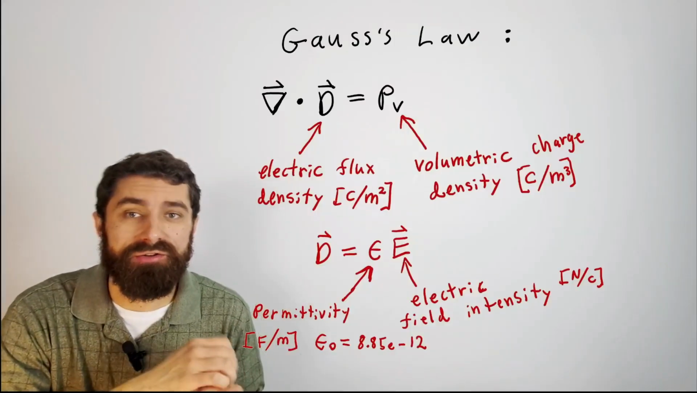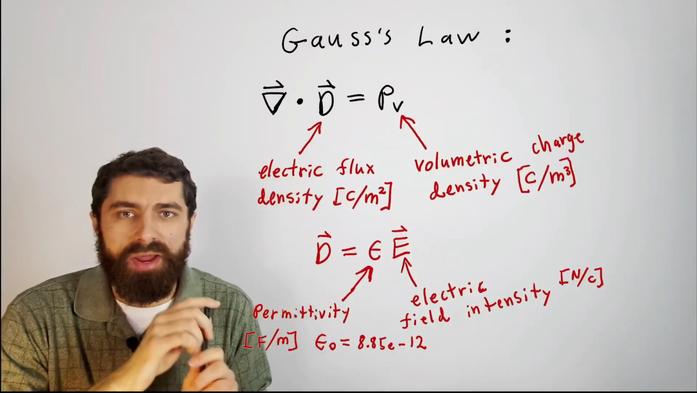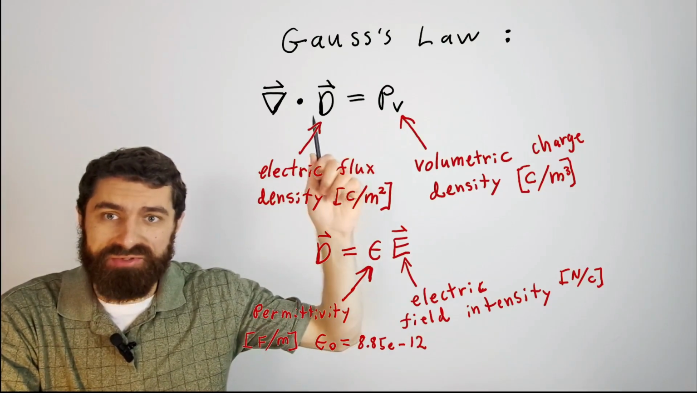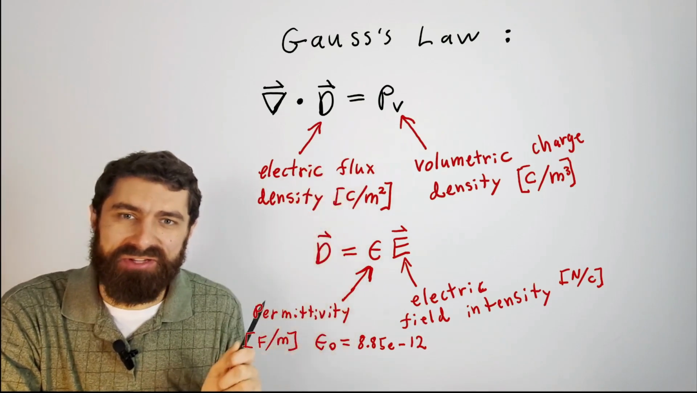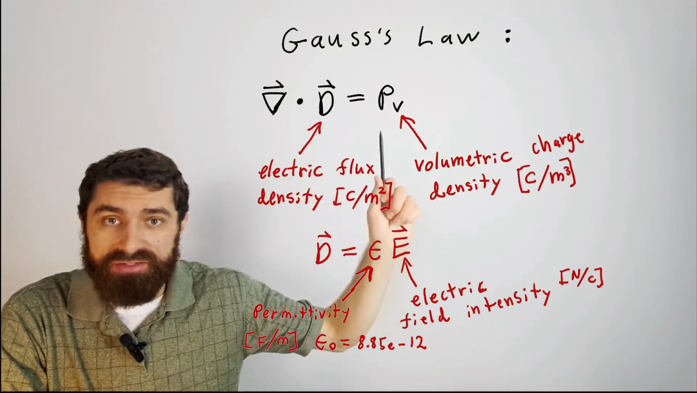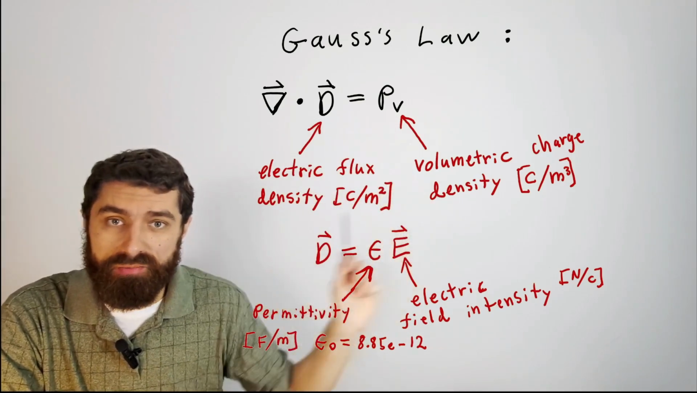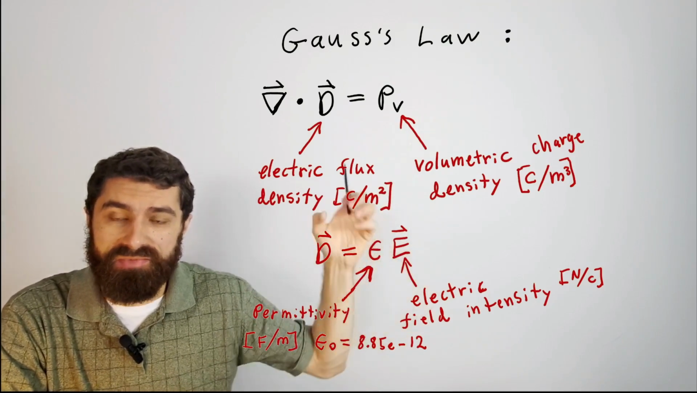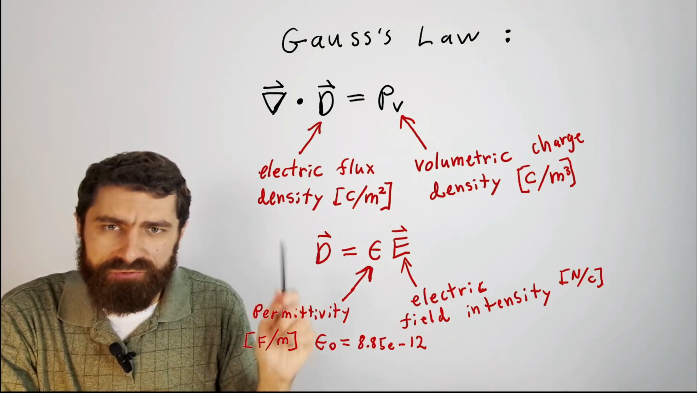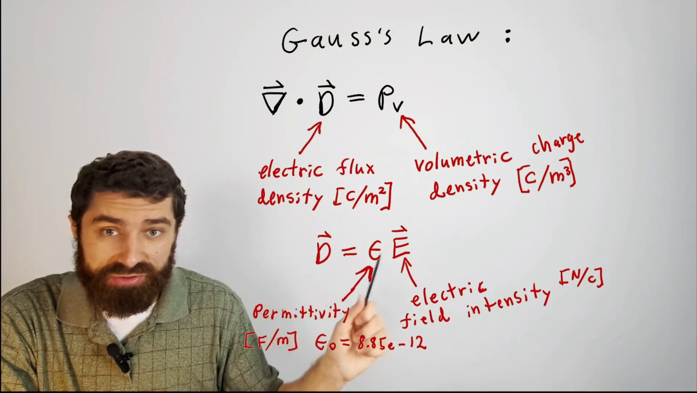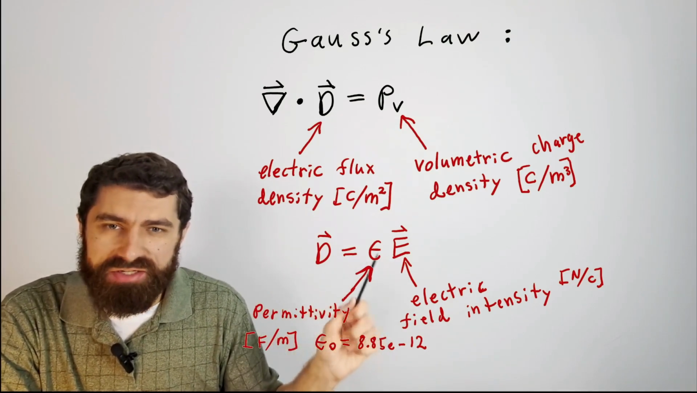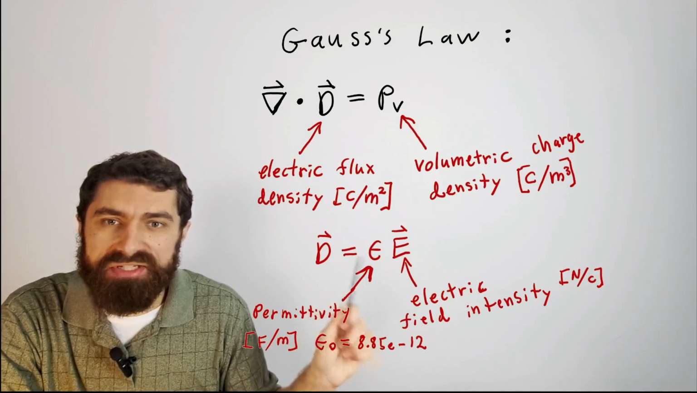Before we get started understanding Gauss's law, let's remind ourselves of the actual quantities we're dealing with. So D is the electric flux density in coulombs per meter squared. Rho V is the volumetric charge density in coulombs per meter cubed, so the amount of charge in a little infinitesimal volume. And the electric flux density is related to electric field intensity, or I just usually call this the electric field, by this constant of proportionality called the permittivity.